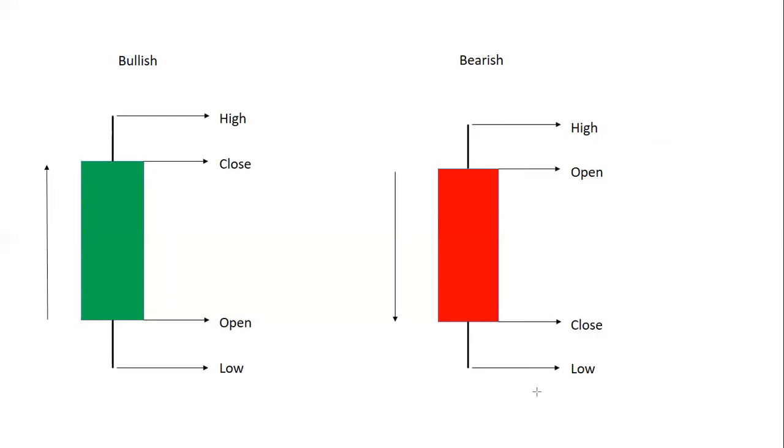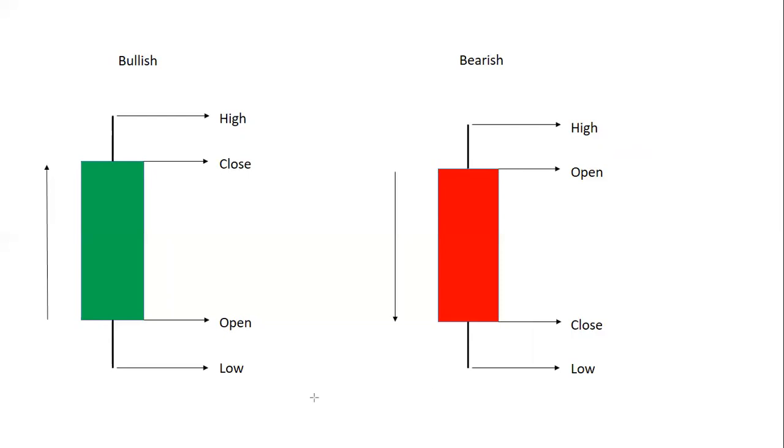We can now understand the basics of a candlestick. What is a bullish candlestick? What is a bearish candlestick, right? We now know that a bullish candlestick can be shown by having the closing price above the opening price. This shows that the candlestick is moving to the upside, right? And the bearish candle can be shown by having a closing price below the opening price. This will be showing us that the candlestick is moving to the downside, right?